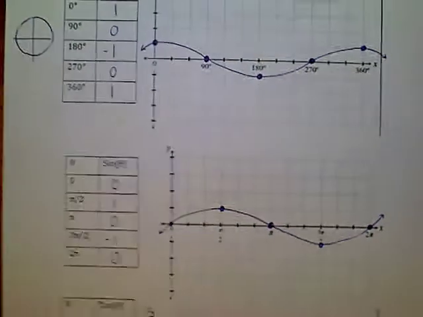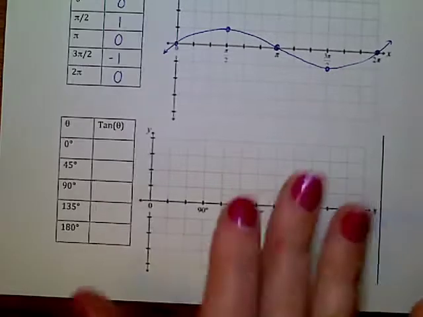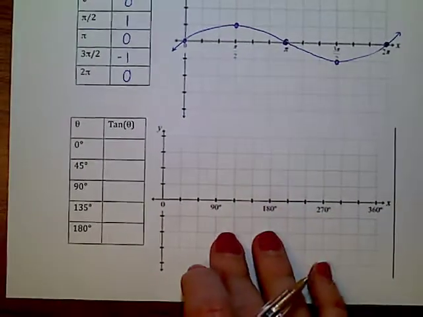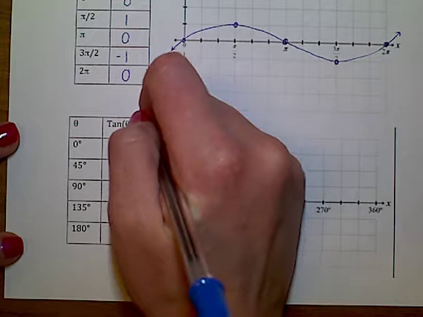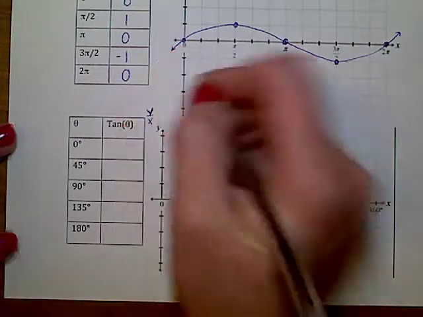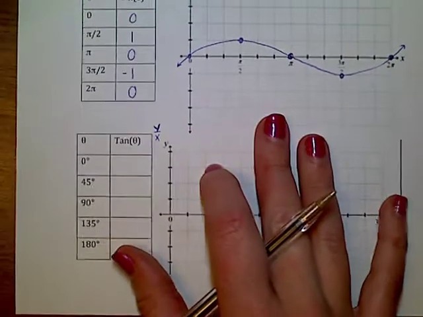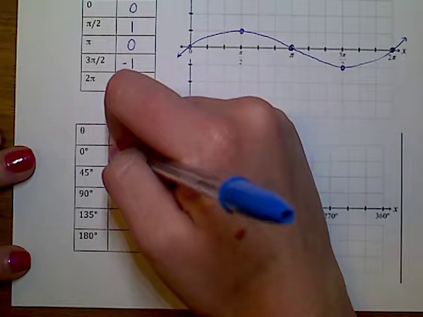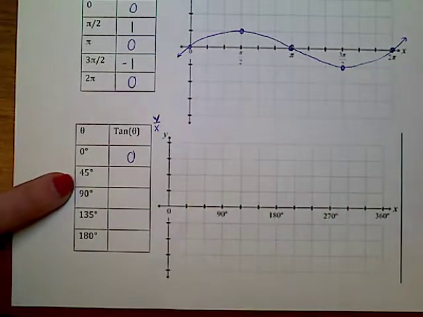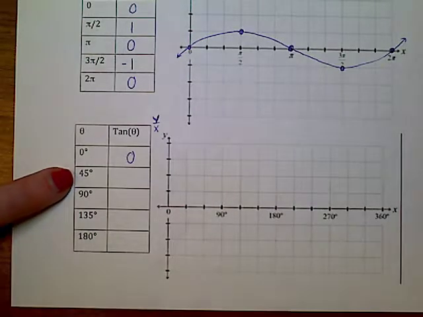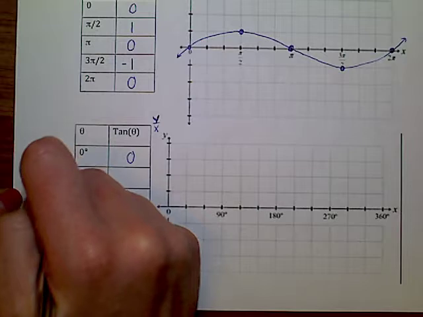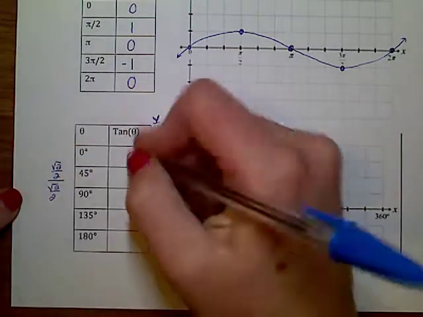Tangent is always the oddball. So taking a look at tangent. Tangent of 0 degrees. Remember, tangent is y over x. Okay. So if I take the y value at 0 degrees, which was 0, and I divide by the x value, which is 1, I still get 0. Now, tangent of 45, that's actually pretty nice. Square root of 2 over 2 divided by square root of 2 over 2, that's 1.